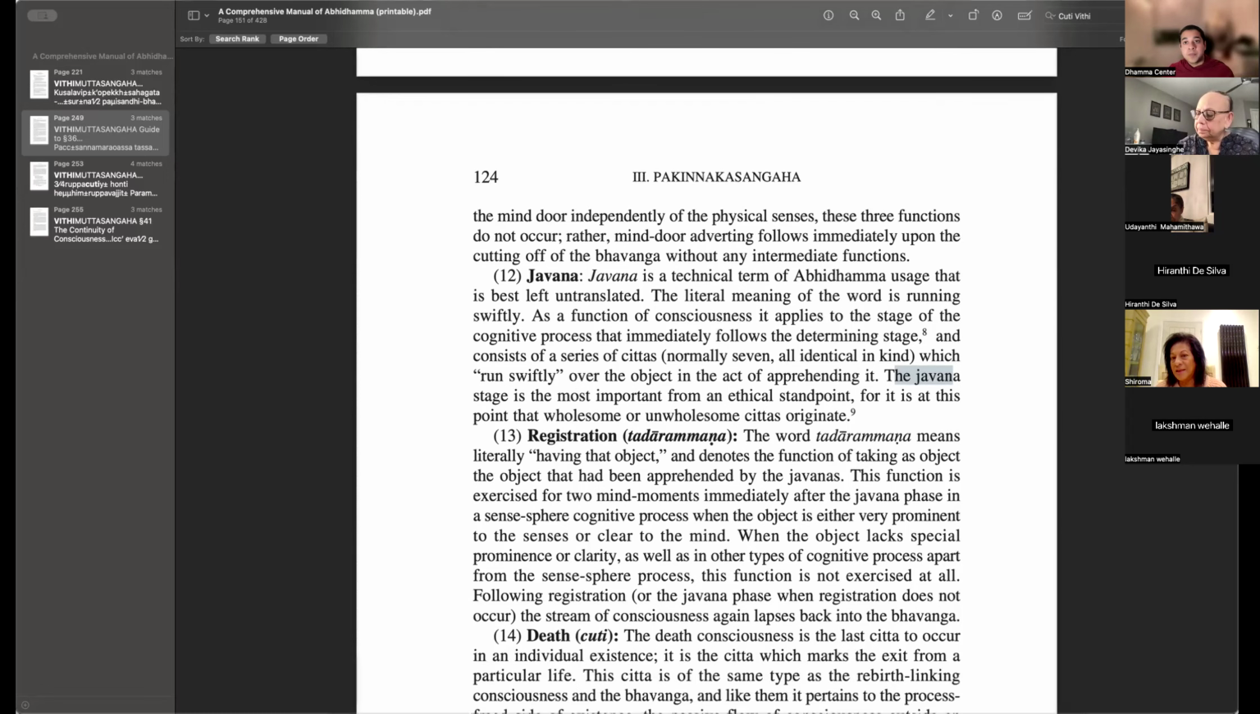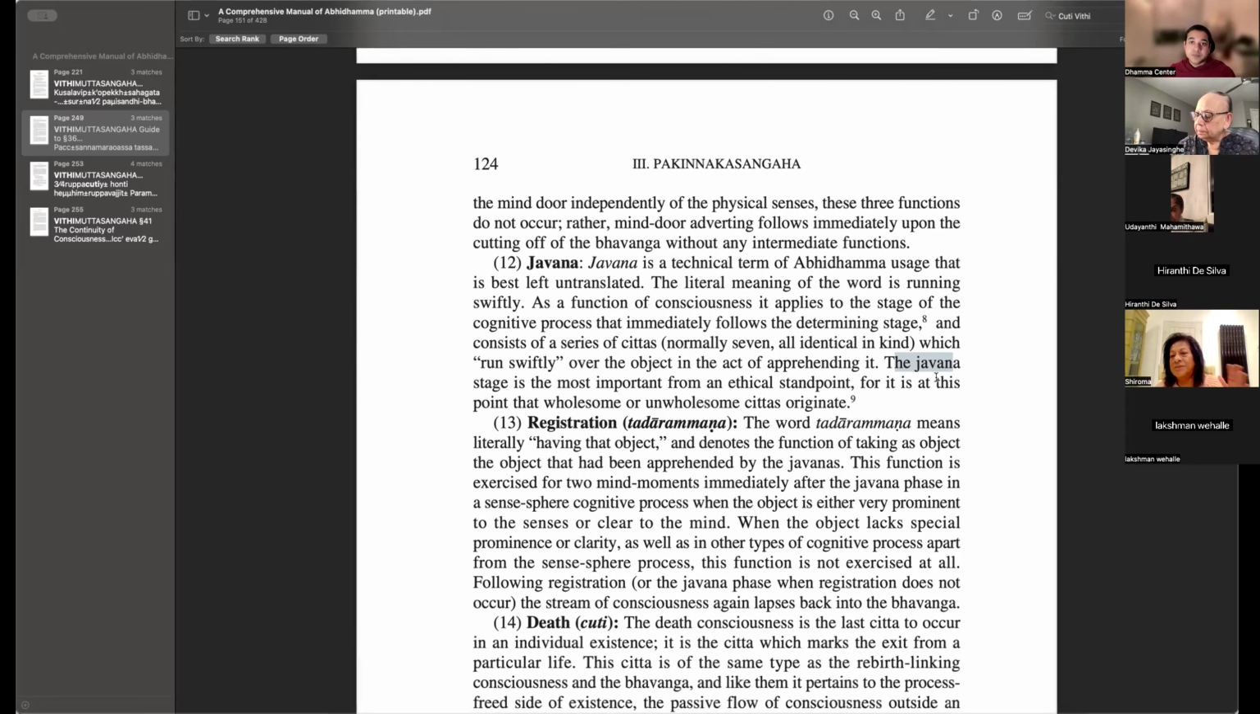And actual identification happens when the Javanas run over the object. Yes.